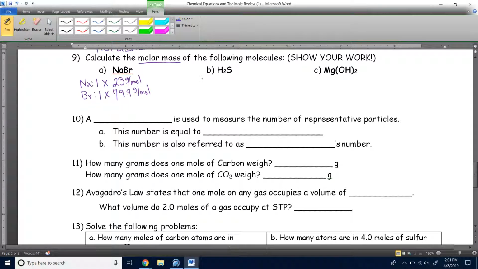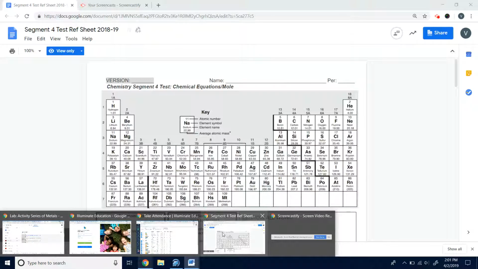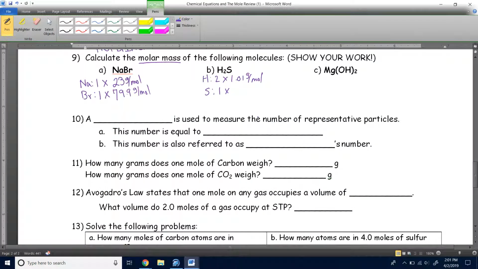Over here, H2S, how many H's do I have? I have 2 H's. How many S's do I have? I have 1 S. Looking at my periodic table, I see I have 1.01 grams per mole of hydrogen. What's my atomic mass for sulfur? I see that sulfur has a mass of 32.07 grams per mole. Then we multiply, and here we get 2.02 grams per mole. Here I still have 32.07 grams per mole.